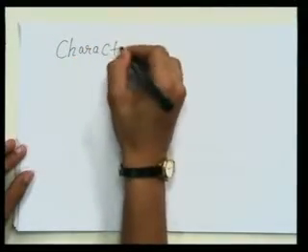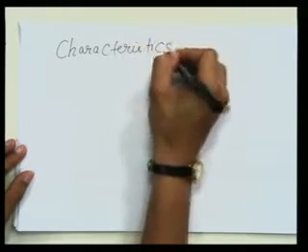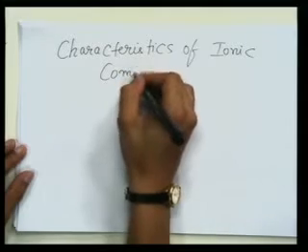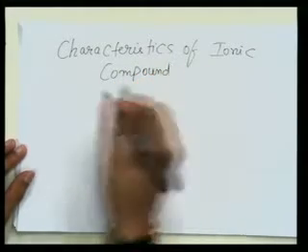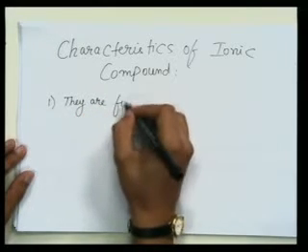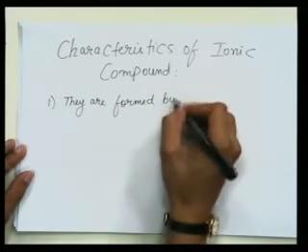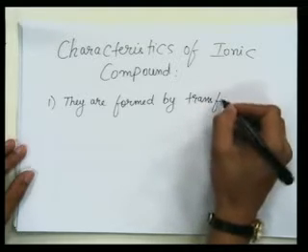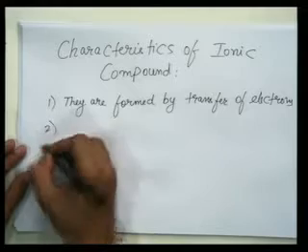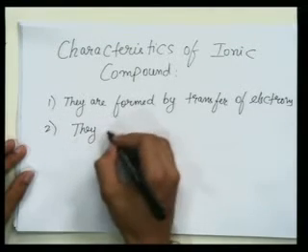Now we can understand the characteristics of the ionic compound. What are the characteristics? Characteristics of ionic compound. The first point that we can write here is that they are formed by transfer of electrons. Second thing, they are soluble in water.